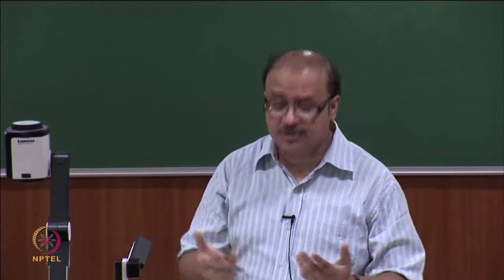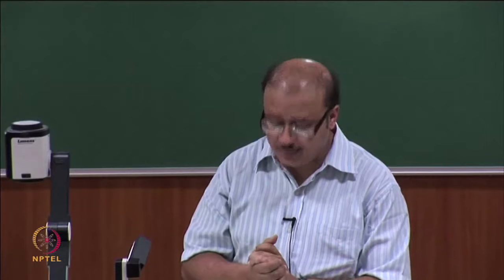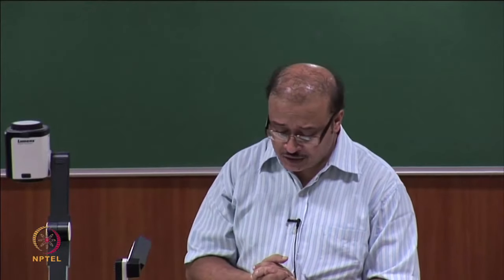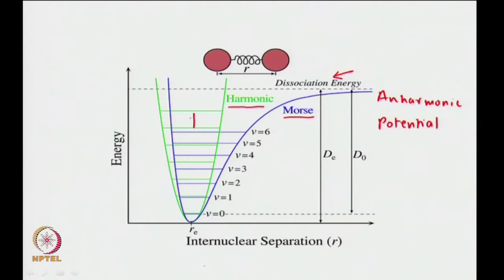For example, I will just give you one thing before I move out of this slide. So, for the harmonic potential, if you see, the energy levels are all equispaced. You can see the energy levels for the harmonic potentials, which are in green, are all equispaced, if you can see.